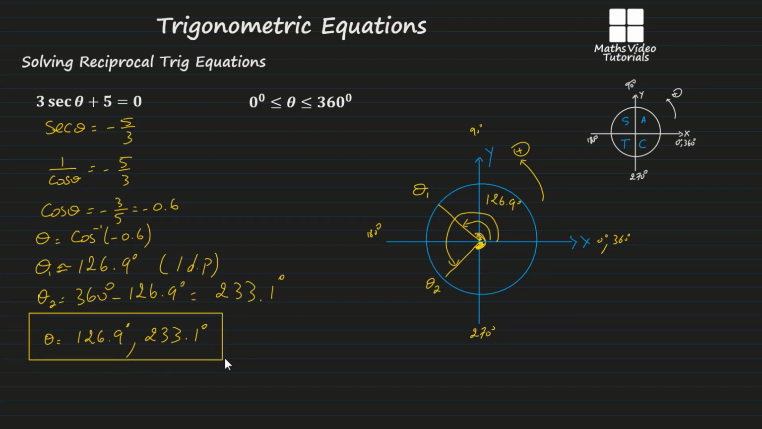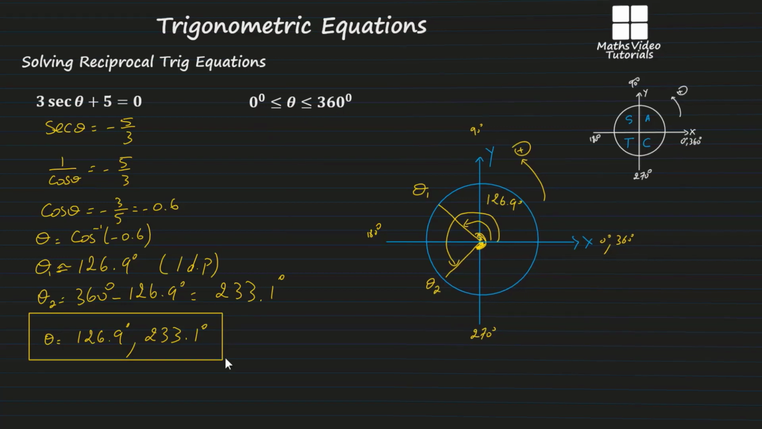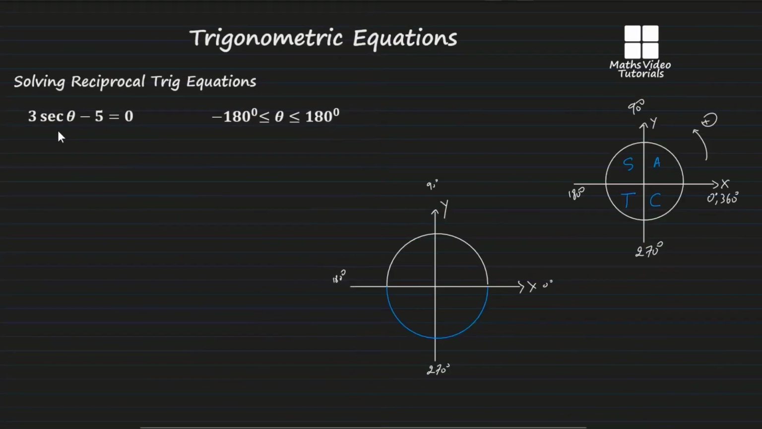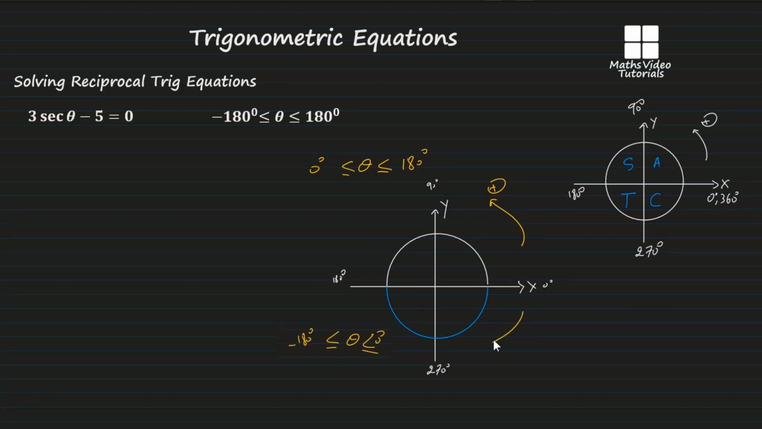Alright. In the next example, I will be changing the interval. In this example, I'm going to show you how to solve this equation within this interval. These intervals tell us that we are solving between 0 and 180 degrees, this way. Or between minus 180 and 0 degrees, this way here. So this one is 0, minus 90 degrees, and minus 180 degrees. So we've got two directions.